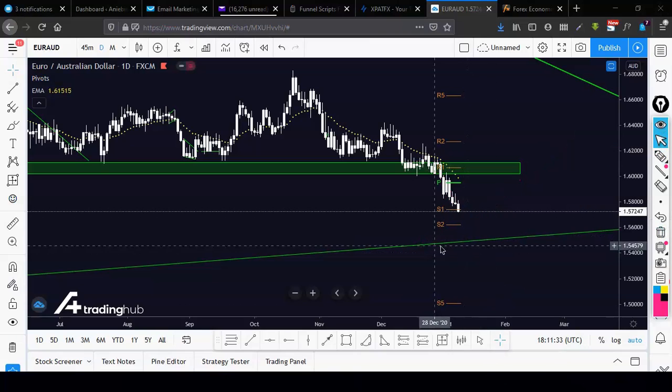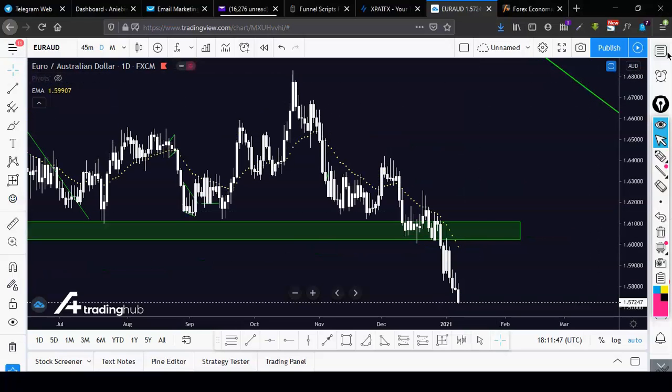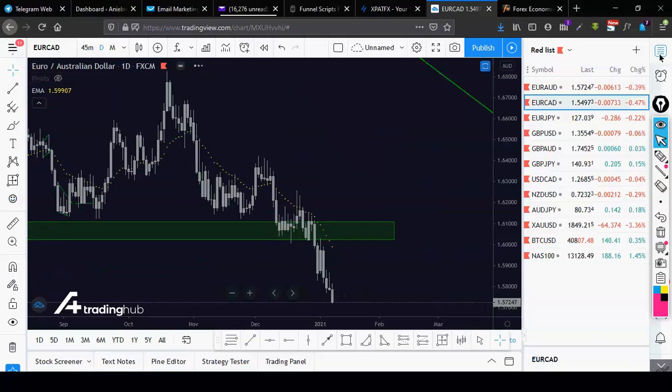Let me look at that zone. That zone is the 1.5493 zone. Okay, so we move to the next pair here. Move to Eurocard.